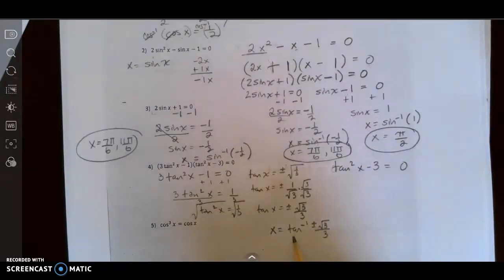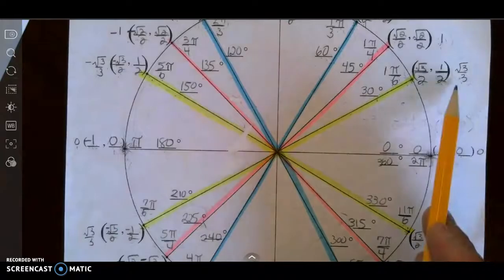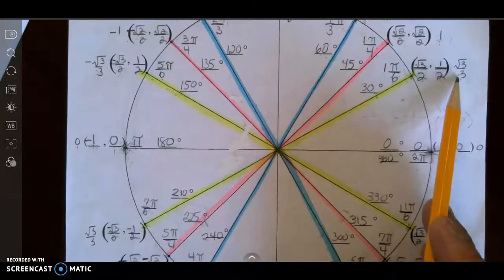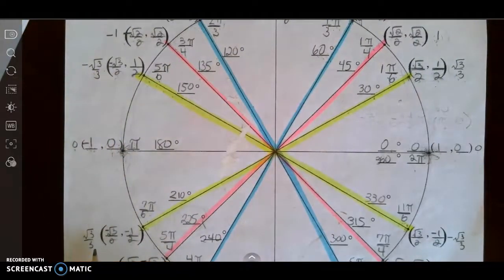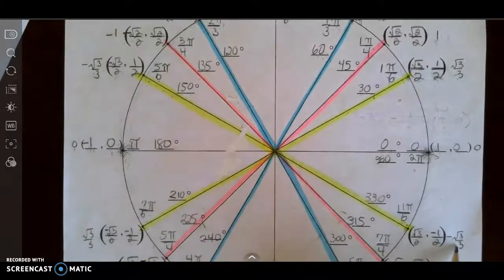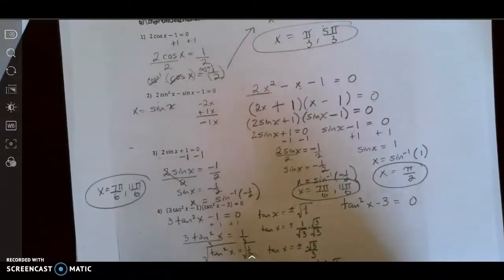So I'm going to look on my unit circle for where the tangent is the square root of 3 over 3, positive or negative. So tangent, I see right here, it's square root of 3 over 3. So it's going to be on all my yellows. See how this is negative square root of 3 over 3. This is positive square root of 3 over 3. Negative square root of 3 over 3. So on all my yellows, all my pi over 6's. So x equals pi over 6, 5 pi over 6, 7 pi over 6, and 11 pi over 6.